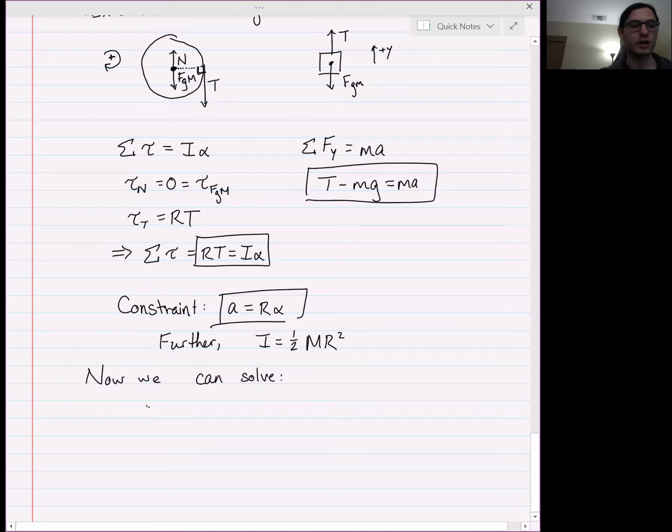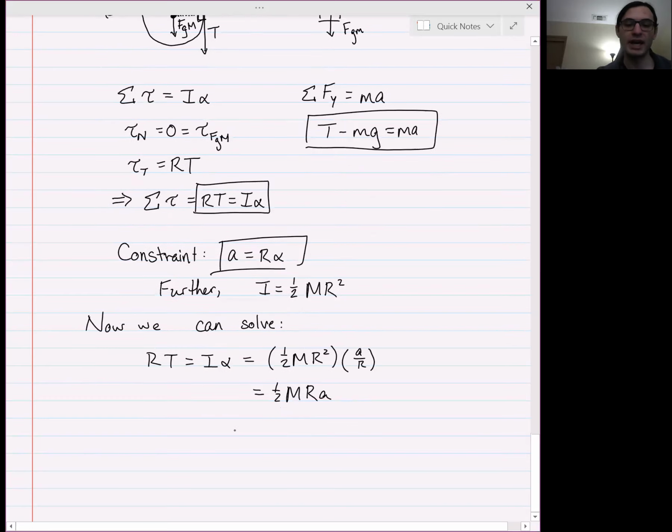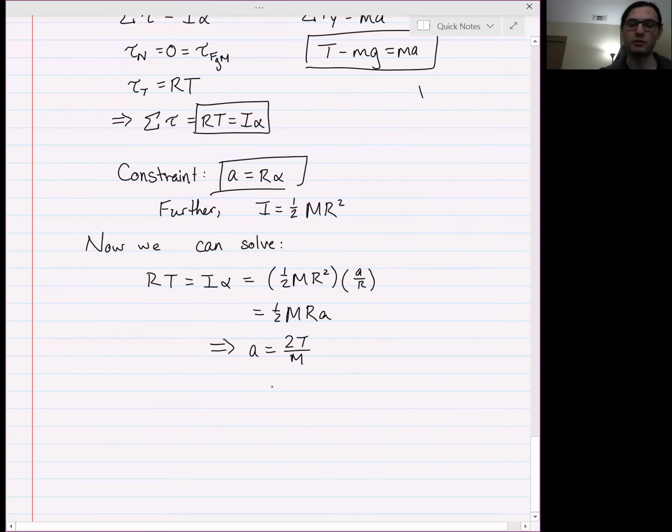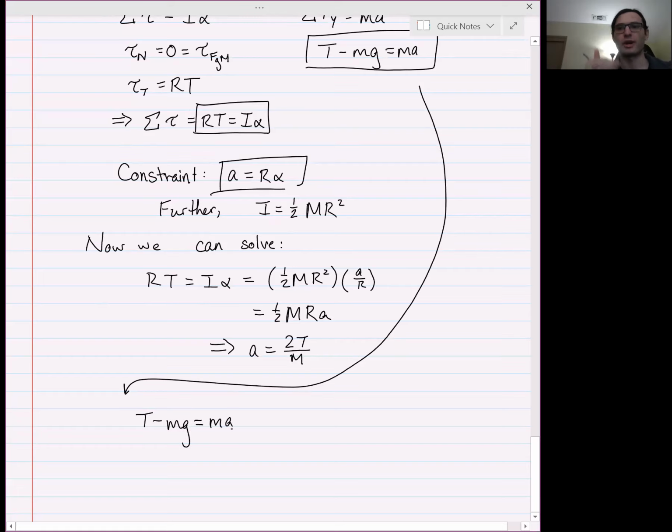So we have RT equals I alpha, and I'm going to substitute in what I and alpha are. This is 1/2 mr squared times, well, alpha is a over R, which is just 1/2 mRa. And so what we find is that a is equal to 2T divided by m. Okay, we're not done yet. We also have this second equation that we haven't used yet, which is T minus mg equals ma, right? That's just Newton's second law in the vertical direction.